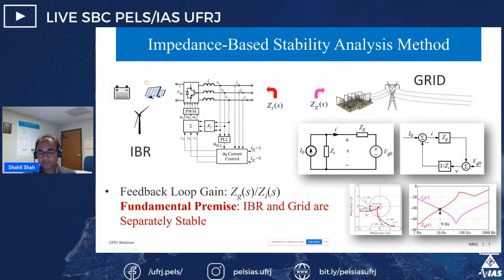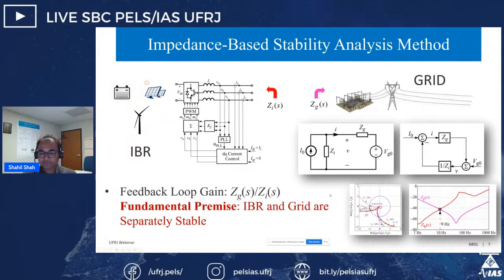And if I apply simple KCL and KVL to this diagram, the relationship between voltages and currents can be represented as a negative feedback loop on the right. And we have studied in control theory that if there is a negative feedback loop, we can use Nyquist plots or Bode plots of loop gain to understand the stability of that feedback loop. The loop gain here is the ratio Zg by Zi, so basically the ratio of grid impedance to the inverter or IBR impedance.